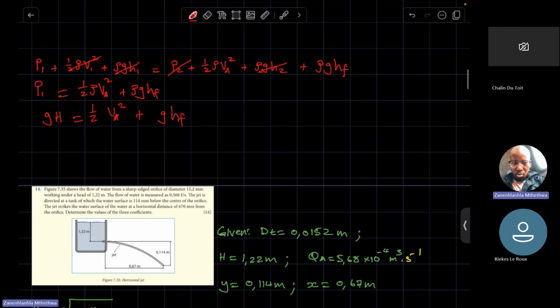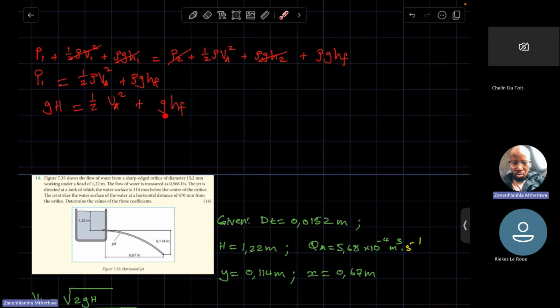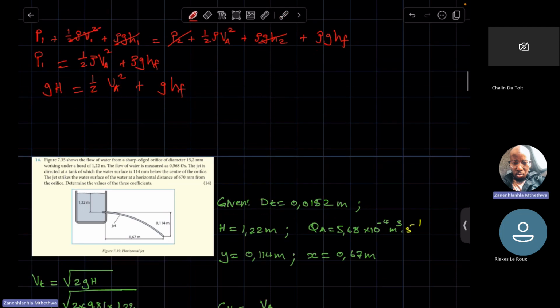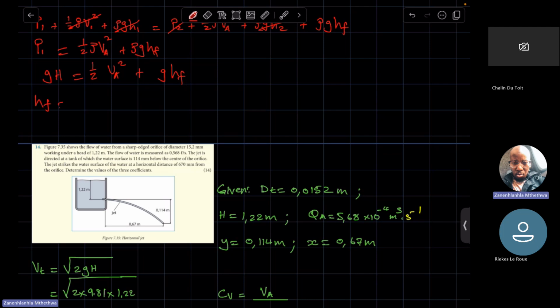Right? And because you're looking for HF, you then transpose this term to that side, and divide by G to make HF the subject of the formula. Hence, to get HF, you transpose this term to that side, and you'll have GH minus half VA squared, and then you divide by G.